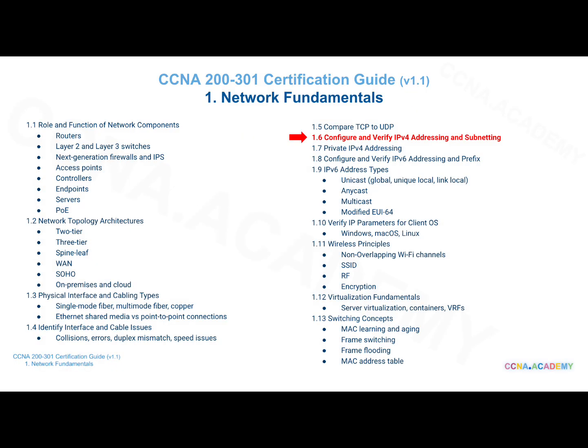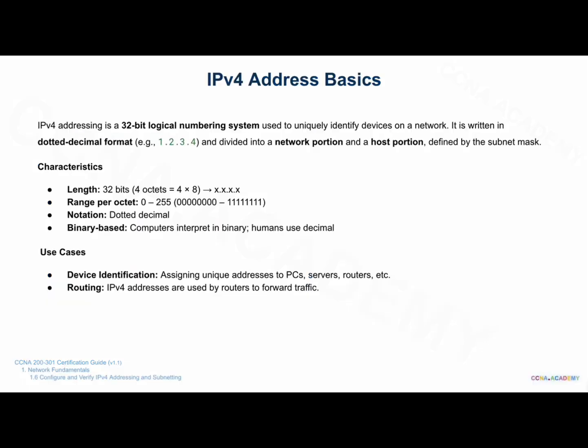Section 1.6. Configure and verify IPv4 addressing and subnetting. IPv4 is a 32-bit addressing system that uniquely identifies devices on a network. It's written in dotted decimal format, like 1.2.3.4. Each address is split into a network part and a host part, based on the subnet mask.